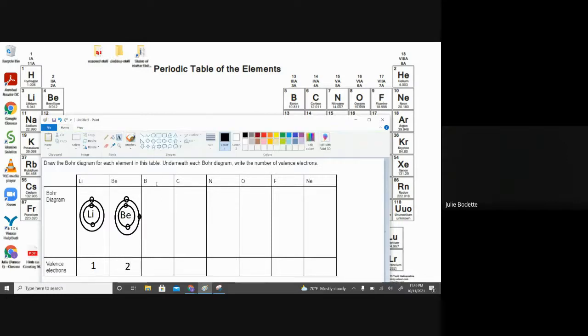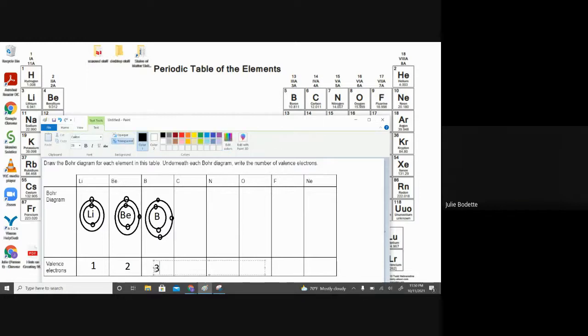Okay, moving on to boron. Boron has 5 electrons. So here's boron. First shell has 2. And then second shell, so there's 5 electrons total, so there should be 3 more to get to 5. So 1, 2, 3. So valence electrons is 1, 2, 3. There are 3 in the outer shell.